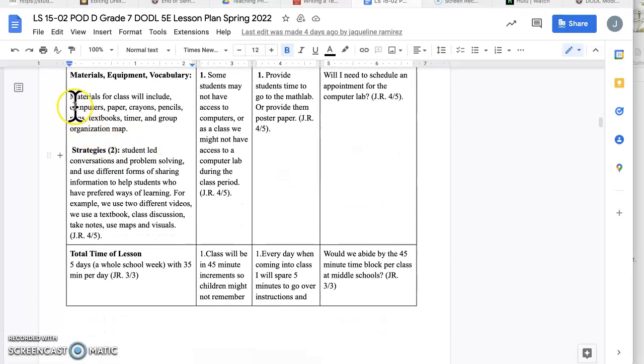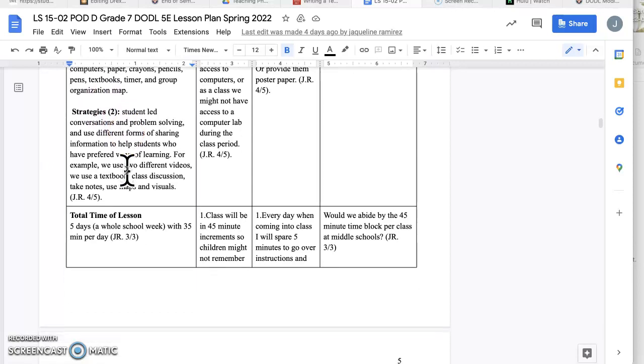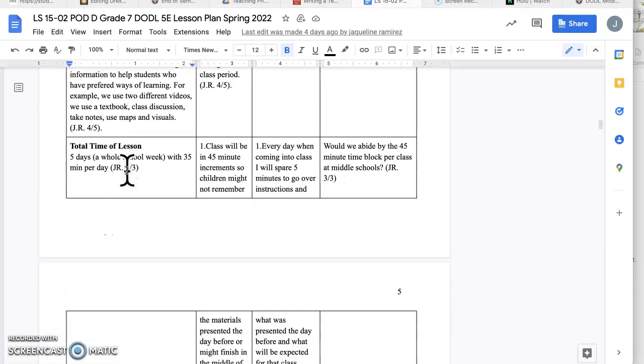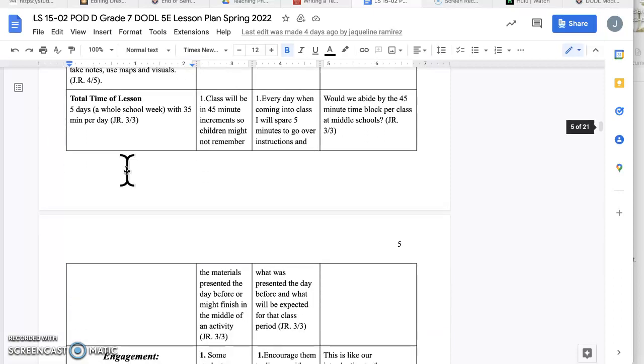And then here's a little bit more information on the materials, equipment, vocabulary. Here are some strategies. For materials, we decided that we would need computers, papers, crayons, pencils, pens, textbooks, timers, group organization, and maps. So I think something besides the 5 E's that I had fun working on was just the fact that the time of our lesson plan was completely up to us to decide. It was really nice to not have a time limit. So we had a lot of fun with that.